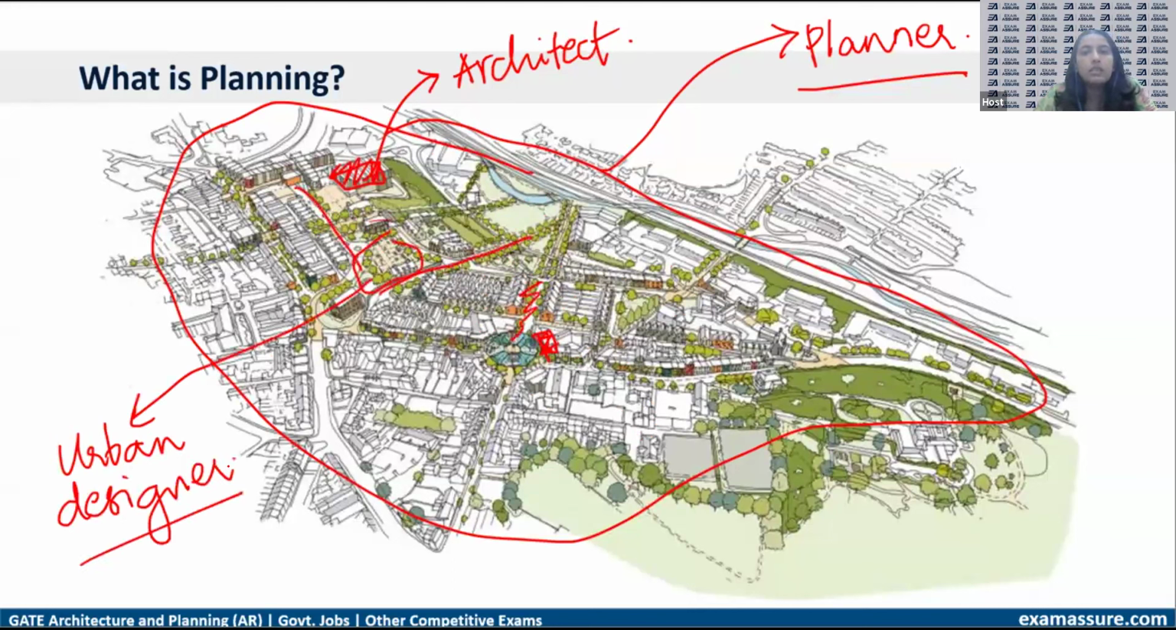And the difference between an urban planner and a designer is that planners work more on the basis of statistics and rational decision making, whereas for designers, along with functionality, it is also aesthetics that is to be considered.